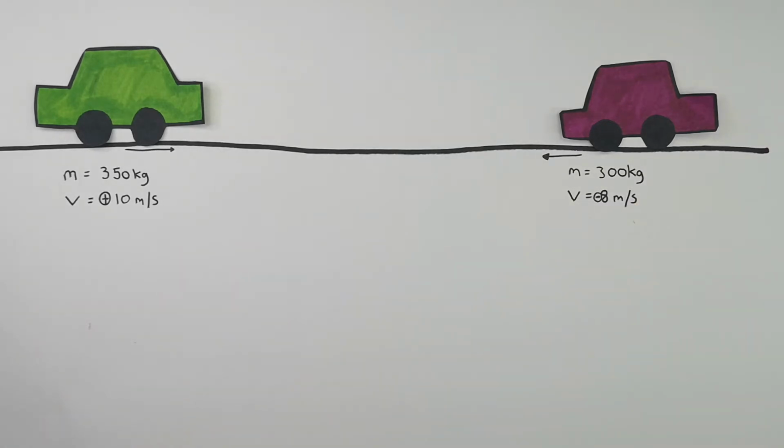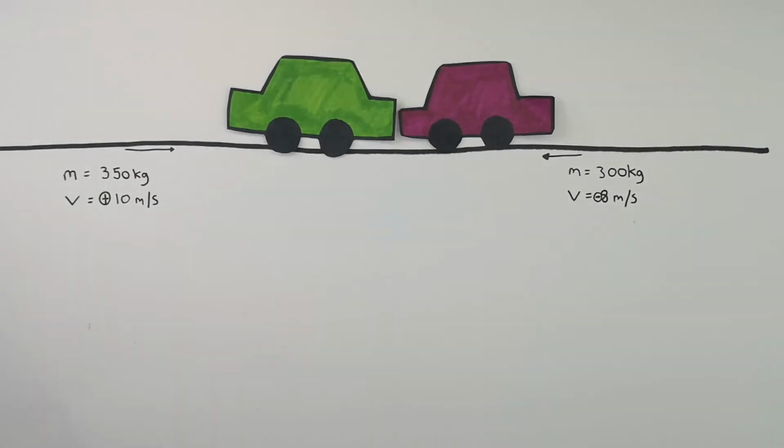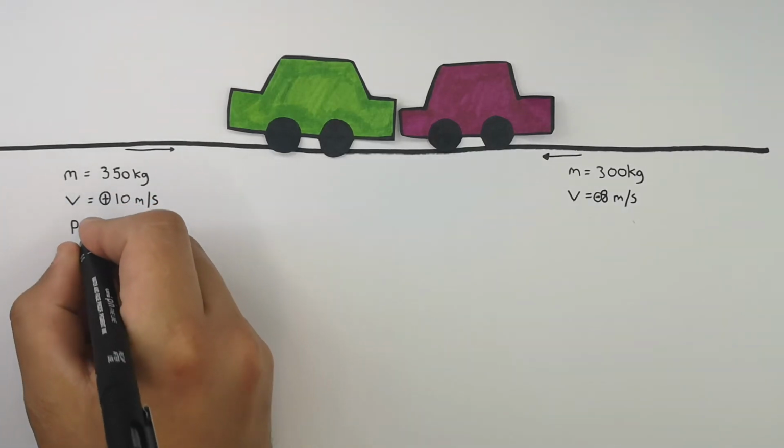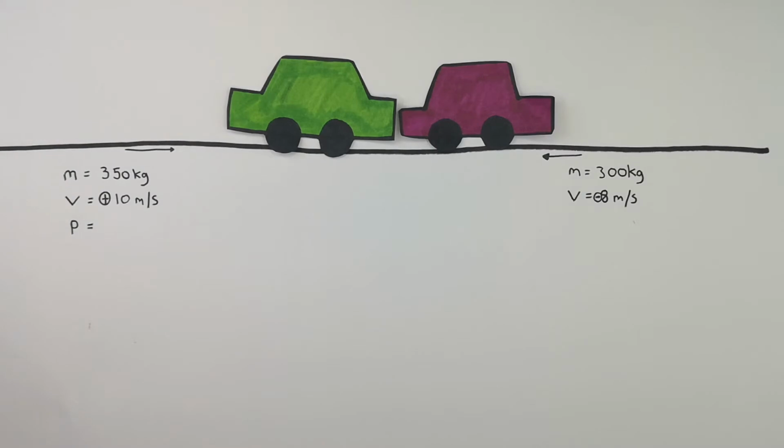Now both the two cars are going to drive towards each other and collide. In a closed system, the total momentum before a collision must equal the total momentum after the collision. So what is the momentum of each car just before the collision? To calculate momentum, it's mass times velocity. P equals m times v.